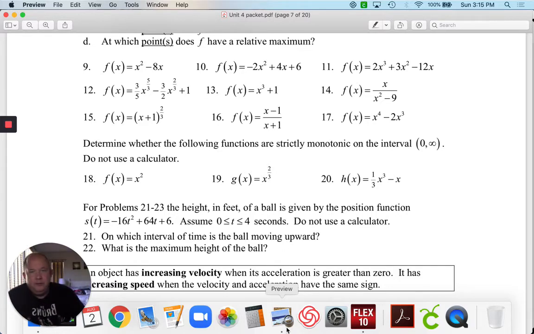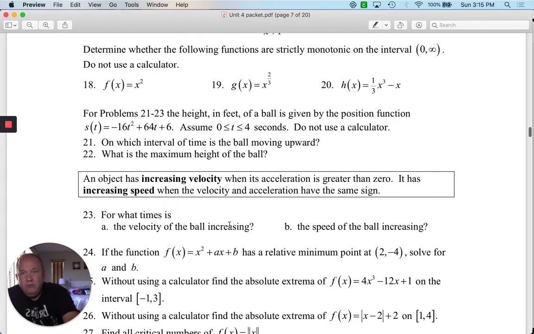So number 23 asks for what time is the velocity increasing and at what time is the speed increasing? And it's nice that there's a little box above to explain the difference between the two. So when velocity is increasing, another word for that is acceleration. And so when the acceleration is positive, the velocity is increasing. The difference between velocity and speed is that speed is the absolute value of velocity. So it changes the definition of it.